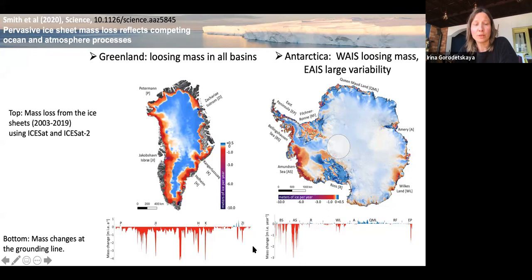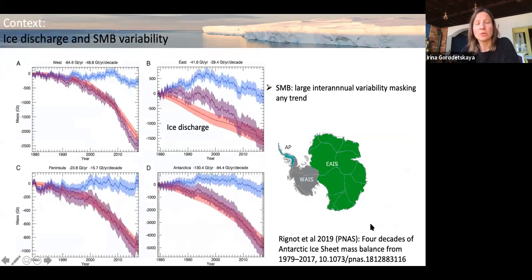If you look at the mass changes at the grounding line at the bottom, we see again that in West Antarctica most basins show loss, but Queen Maud Land, specifically in East Antarctica, shows gain. So what is happening in terms of snowfall and melt, both surface and basal melt, is what we are trying to understand. It's ongoing work right now.